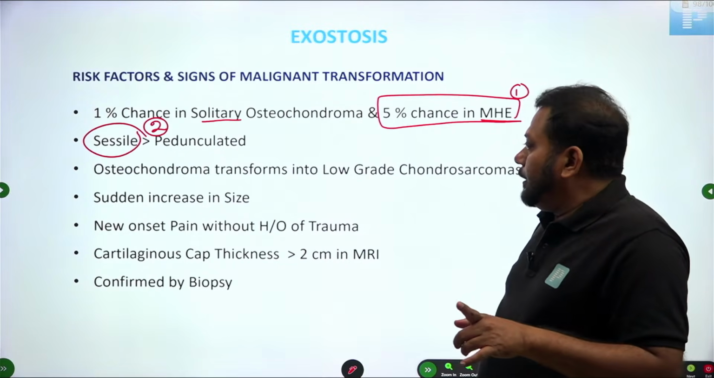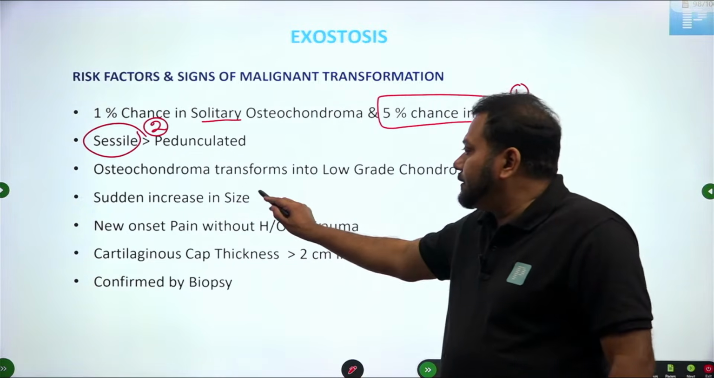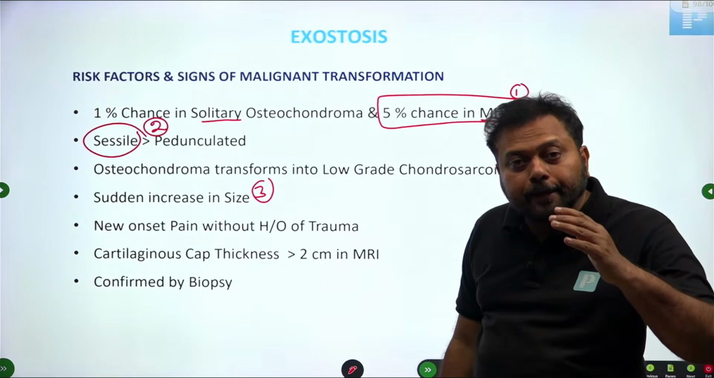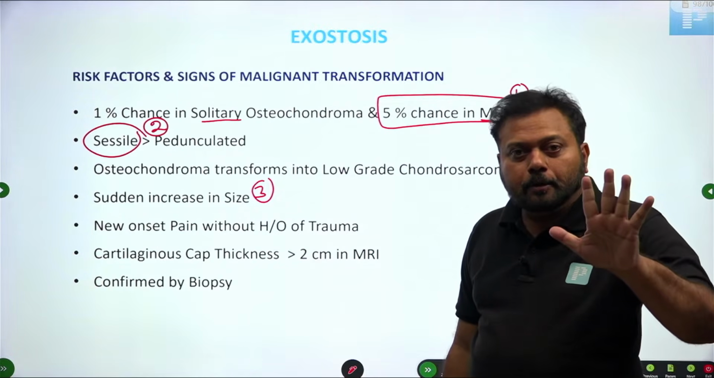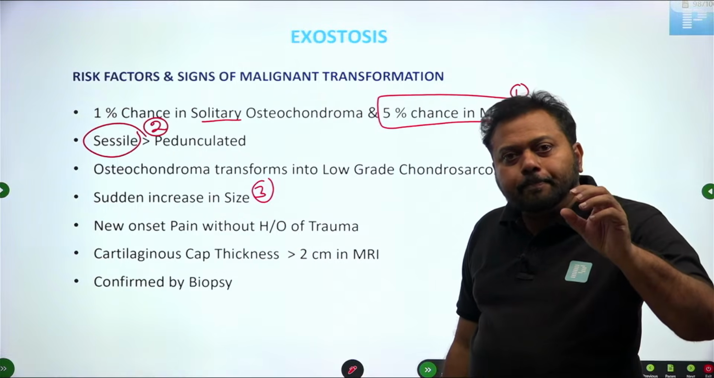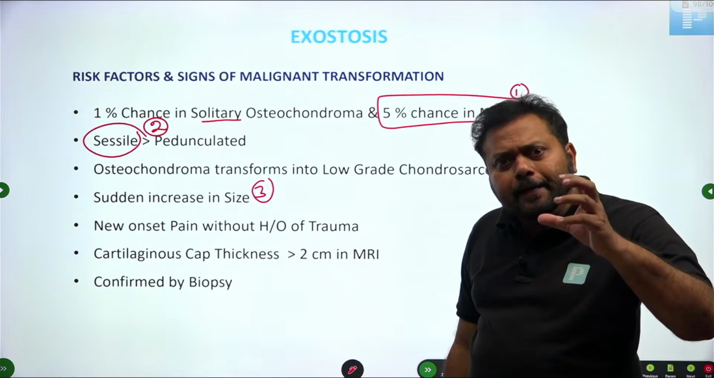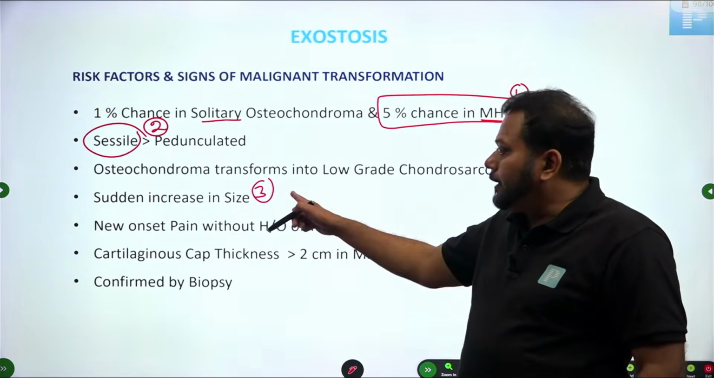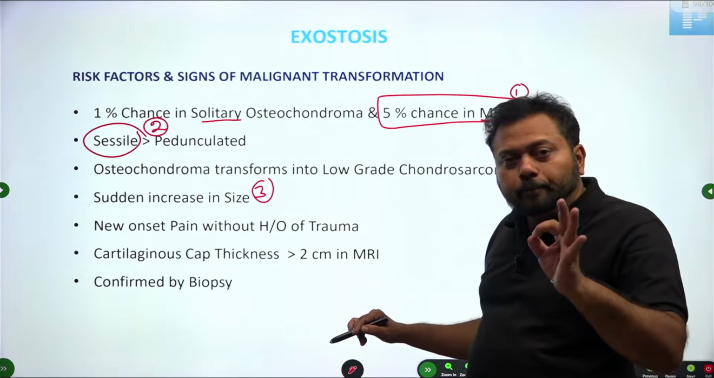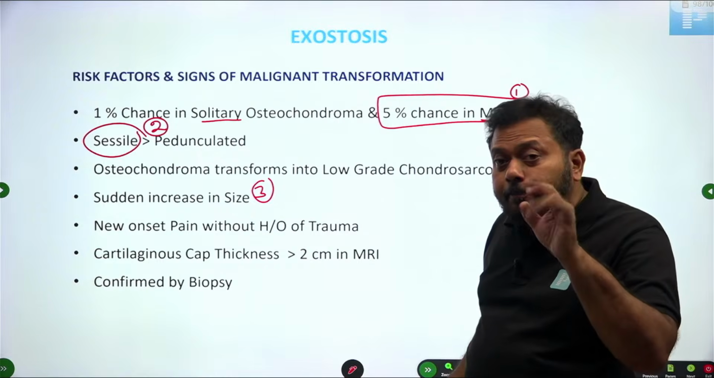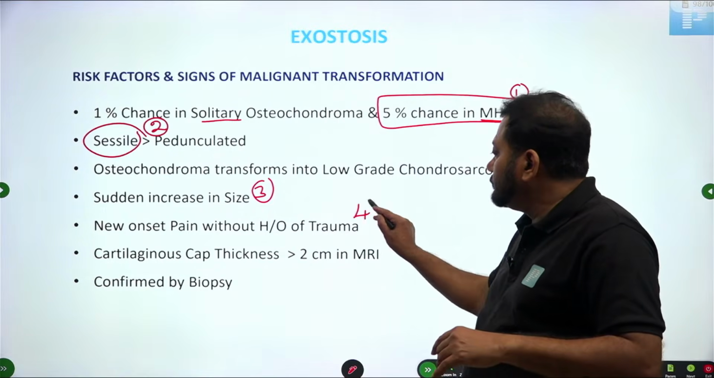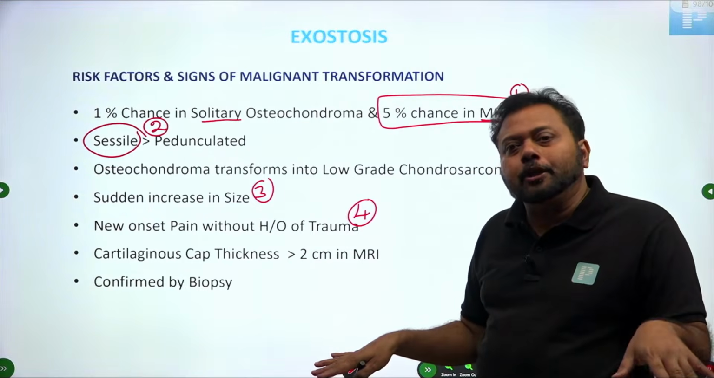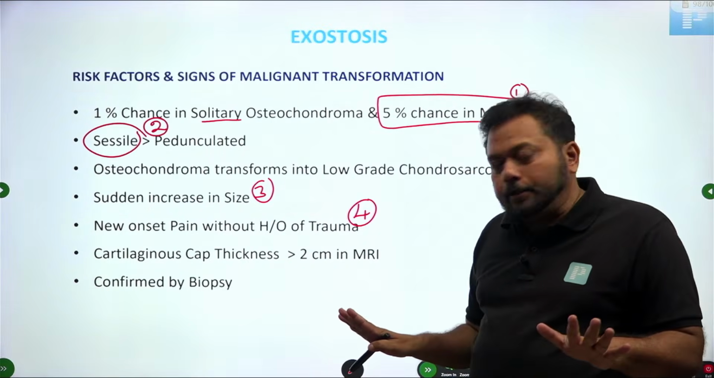Third, sudden increase in size. Usually after puberty, the size stops. For example, if after puberty also, suddenly and unexplained, it very quickly enlarges in size, that is a risk factor. Number 4, new onset pain without trauma. Suddenly it is becoming painful, and definitely there is no history of trauma. That is a risk factor.